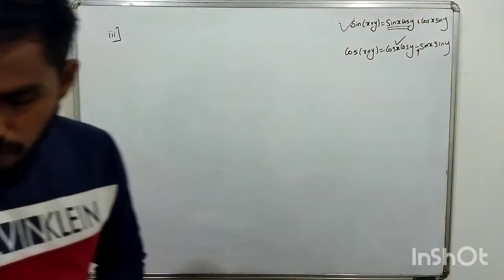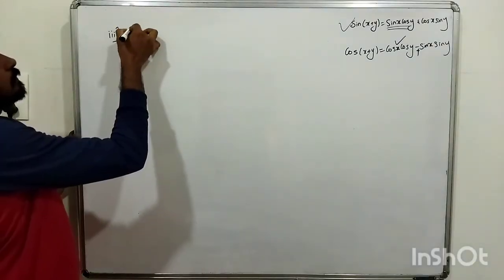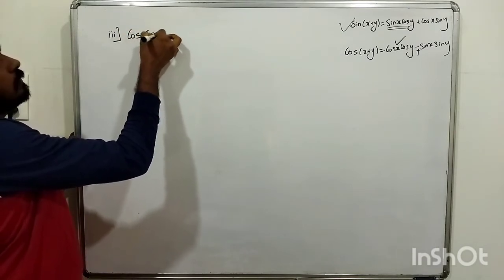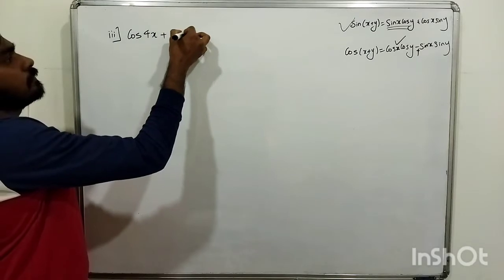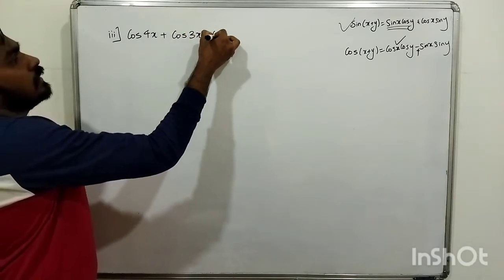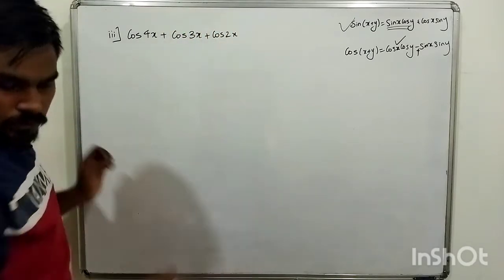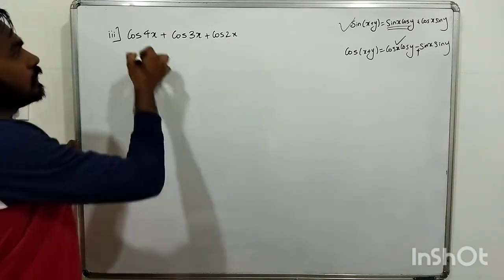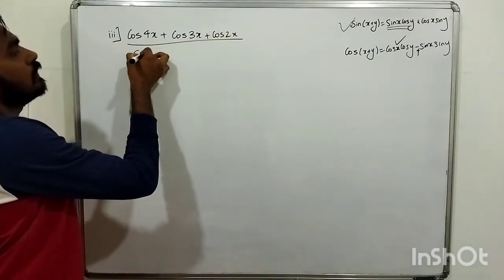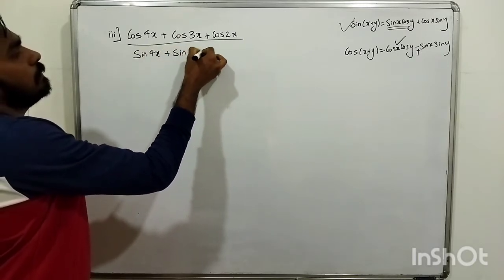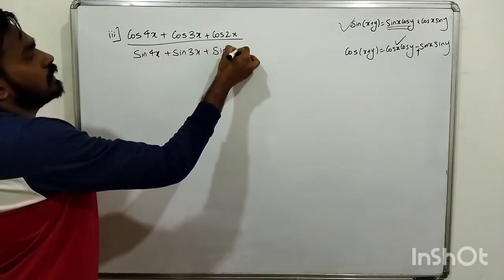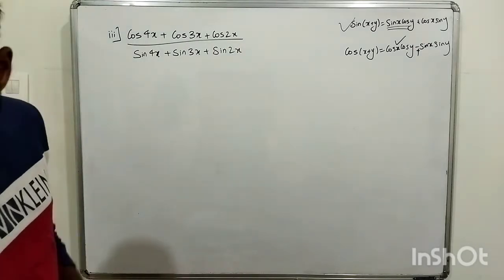Like this, cos 4x plus cos 3x plus cos 2x upon sin 4x plus sin 3x plus sin 2x is equal to cot 3x.